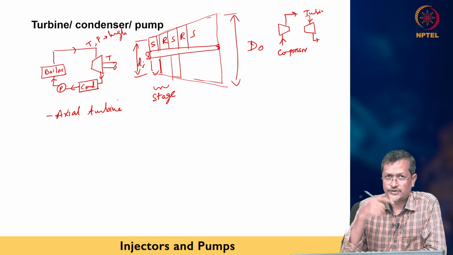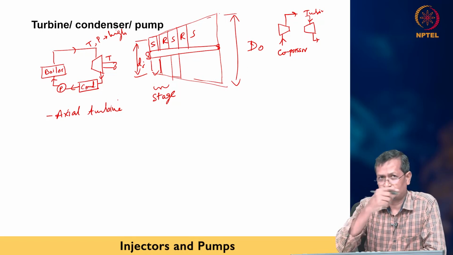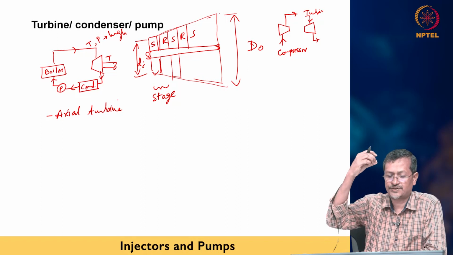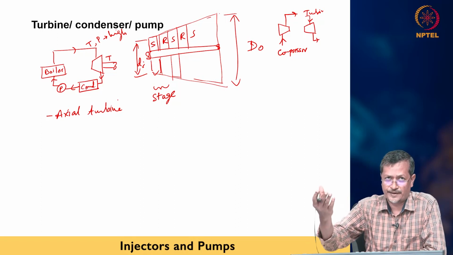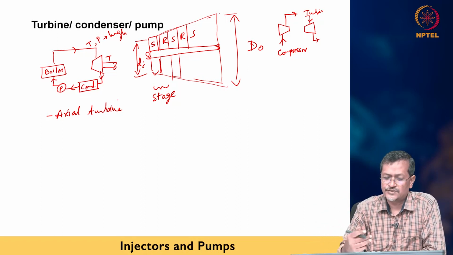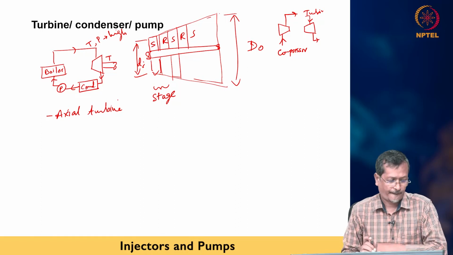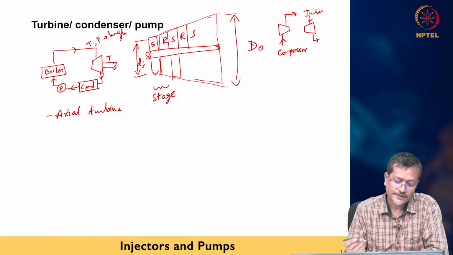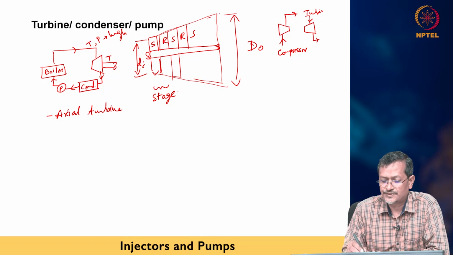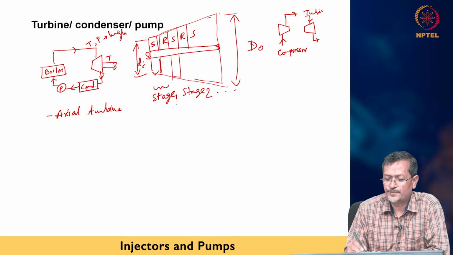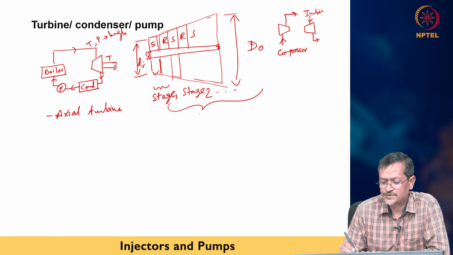But I had shown you the pump, that is radial. Fluid is coming and directly changing the direction, that will be a radial turbine. So a radial turbine is also possible, but normally an axial turbine will be used. And this is multi-stage because stage 1, stage 2, many stages will be there. So this is a multi-stage turbine.